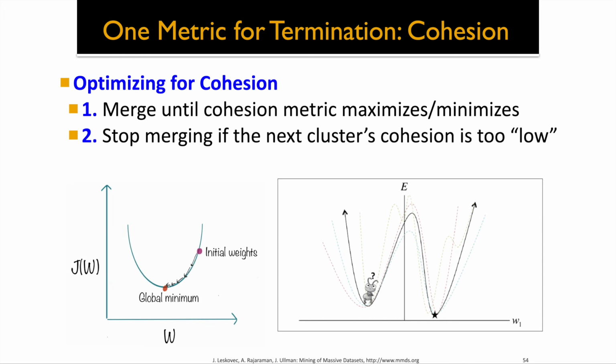Now, you pay trade-offs here in terms of computation time and how many iterations you want to go through. But again, how you want to do this is dependent upon your context. So we'll talk about a number of different ways that we can define cohesion.